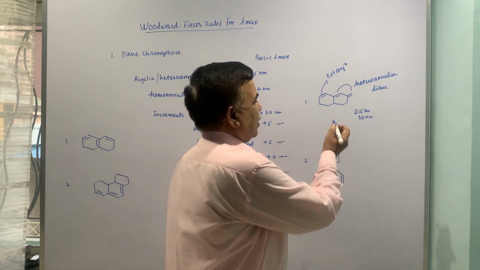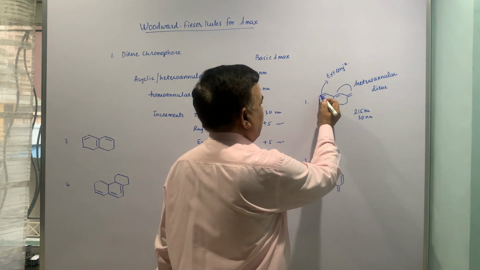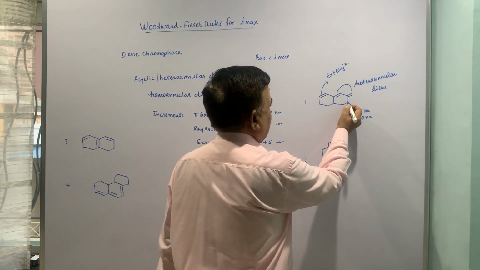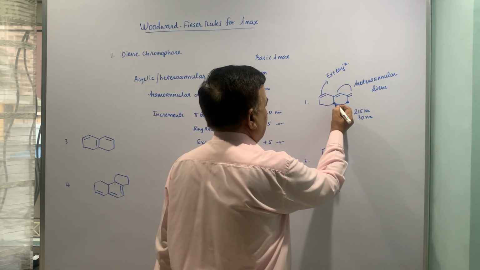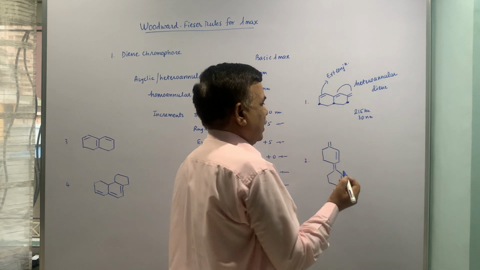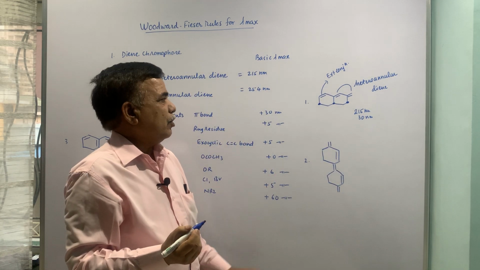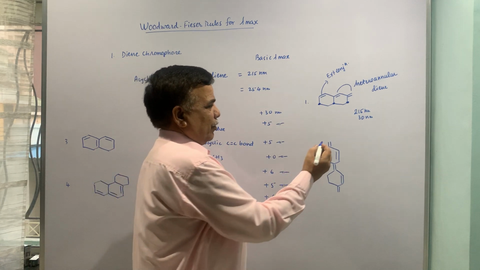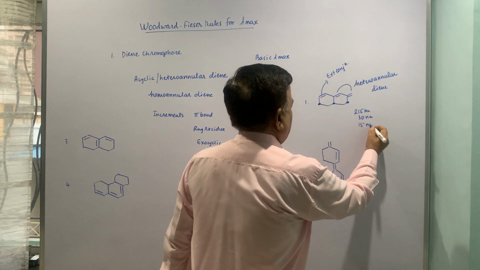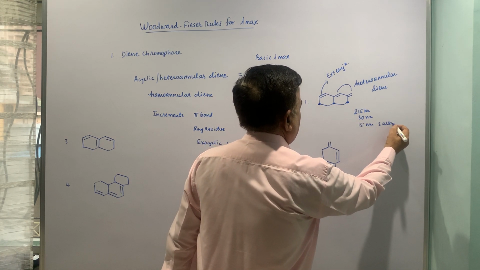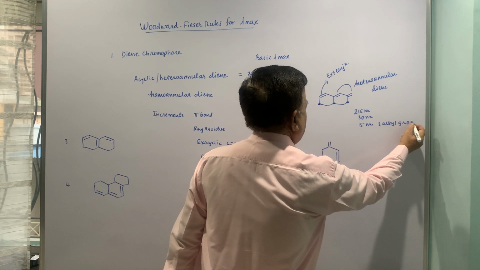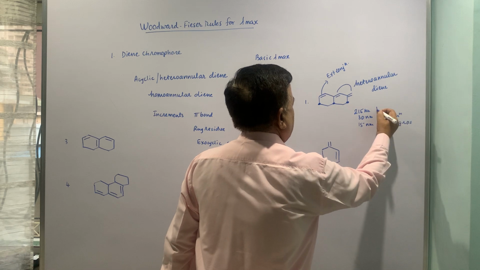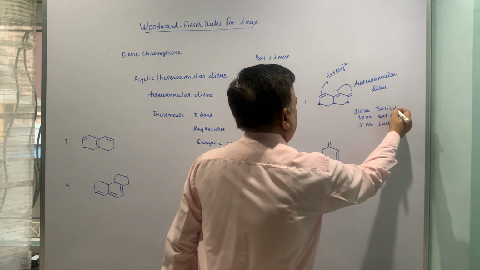Now these double bond, single bond, double bond, single bond, double bond are the part of your diene chromophore, but these carbons which are directly attached to the pi bond but are not part of your diene chromophore have to be counted. So how many are there? 3. So 15 for 3 alkyl groups or 3 ring residues, you can say. This is extended conjugation, this is basic lambda max.